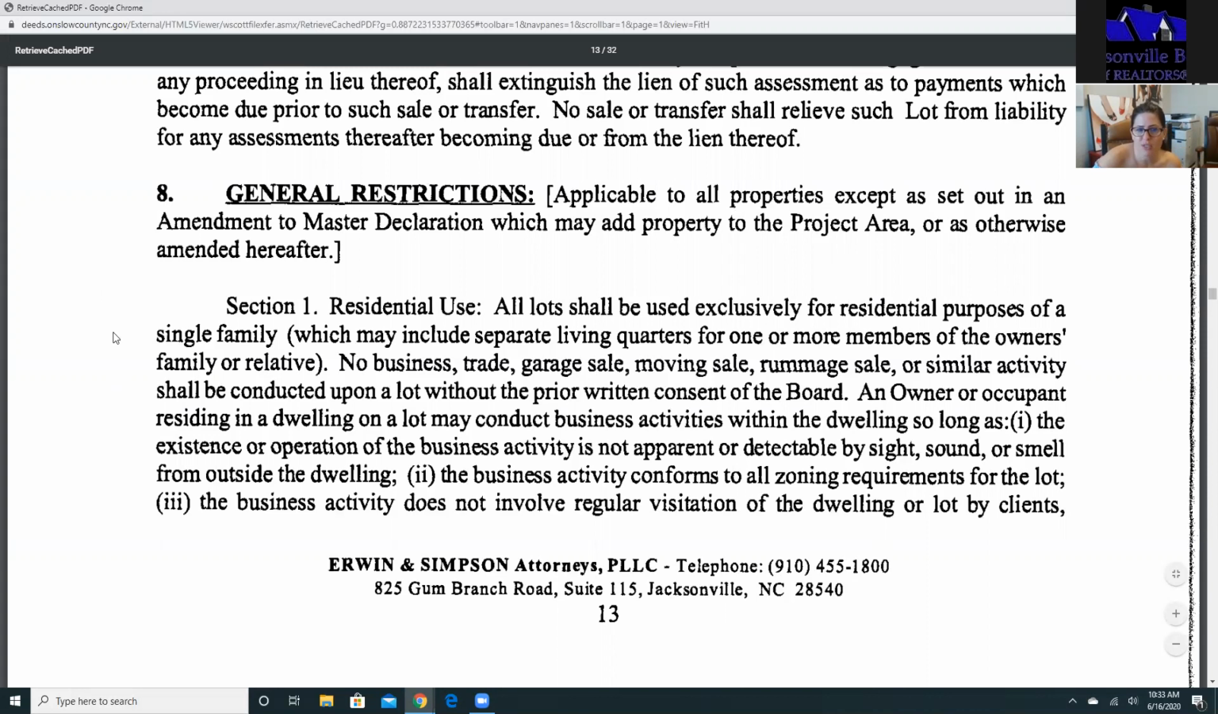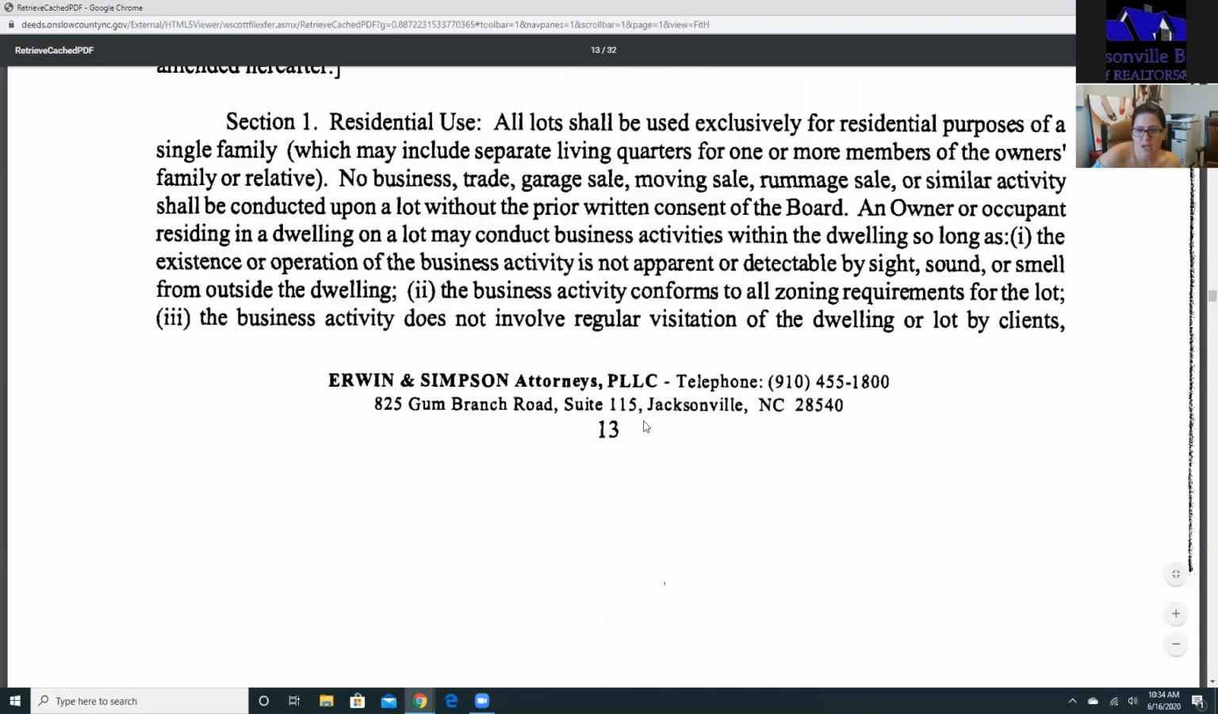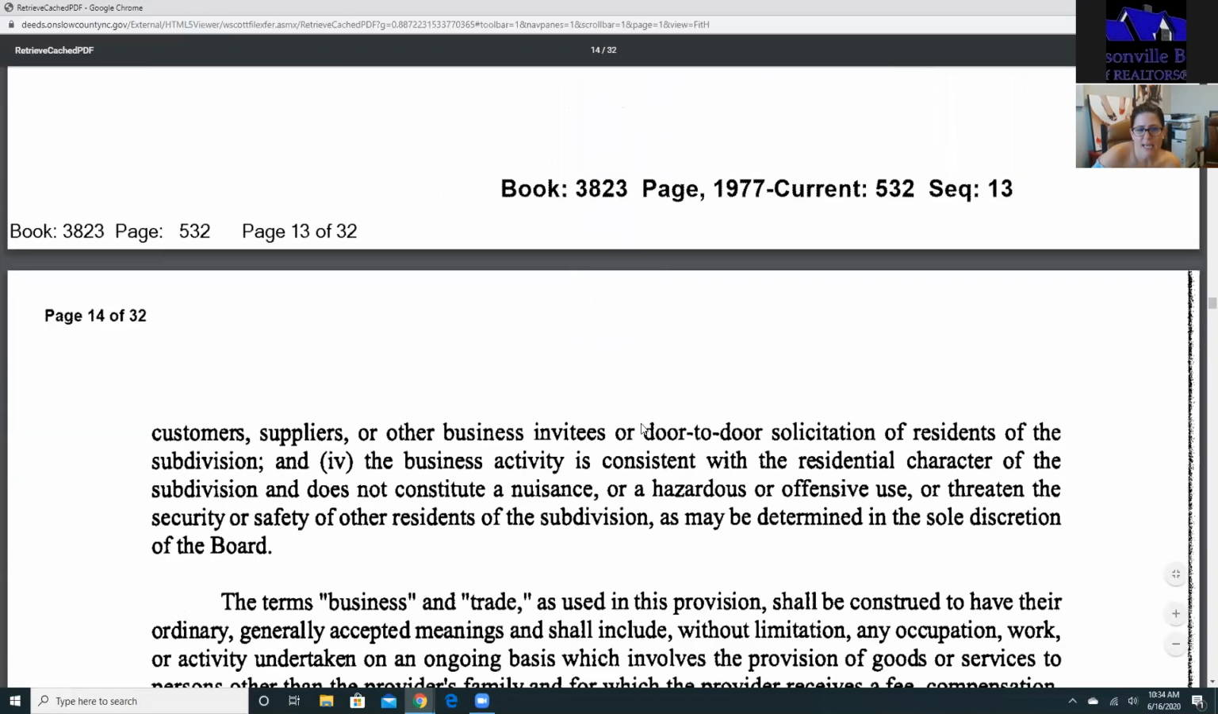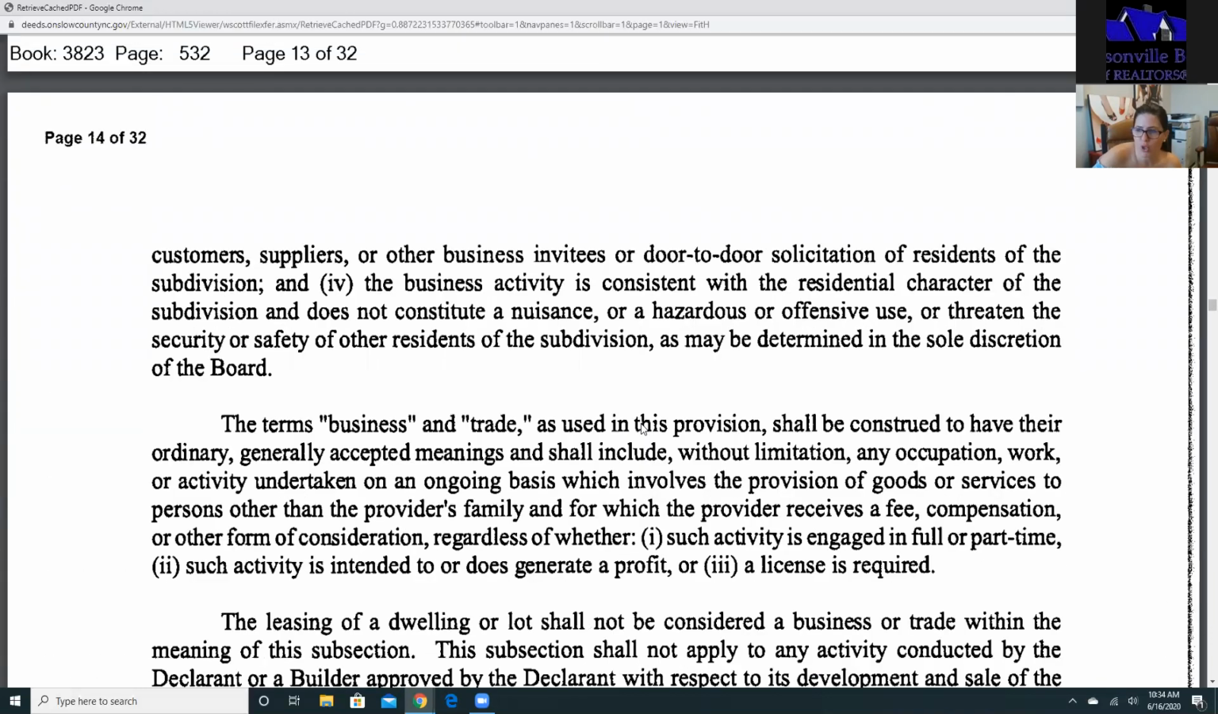So general restrictions. This is usually somewhere around page 13, page 17, somewhere in there, depending on how much legalese is in here. These are the things that your buyers are going to be most interested in, the general restrictions. So residential purposes, you have to kind of look through all of this. And again, if your people have ever said the words, I have a home business and I need signage in the front yard, well, that's where you need to start looking for that.